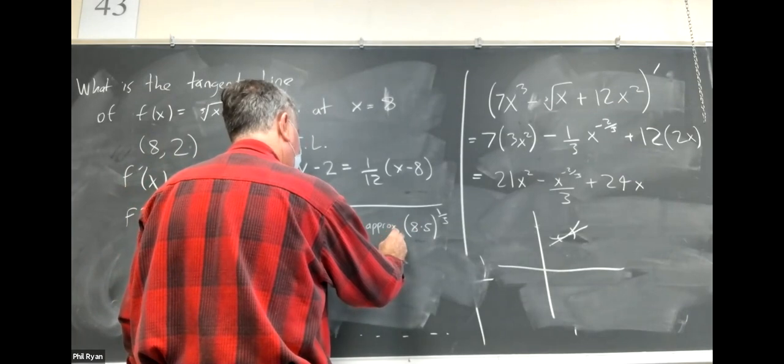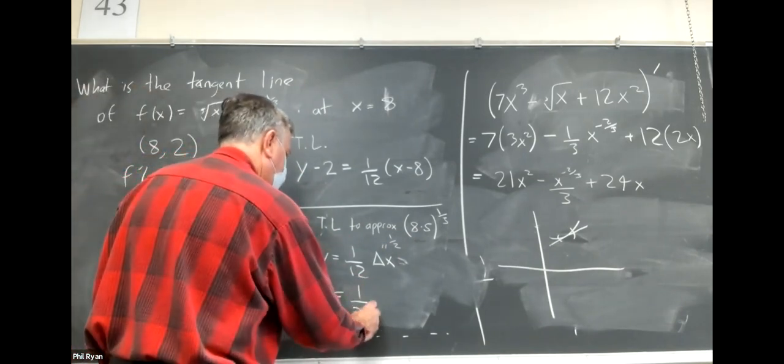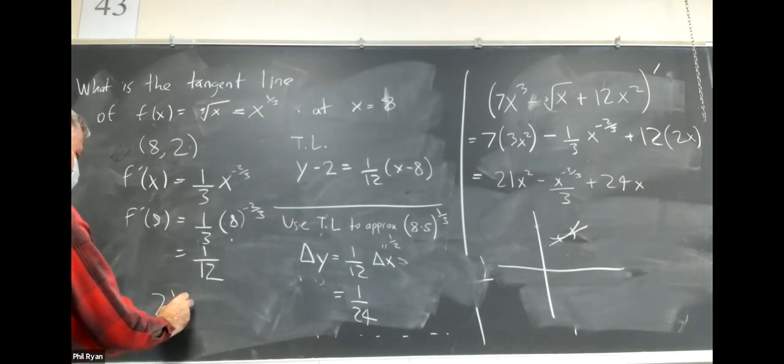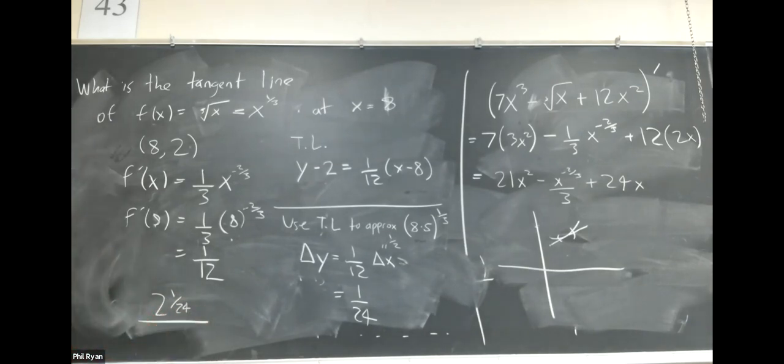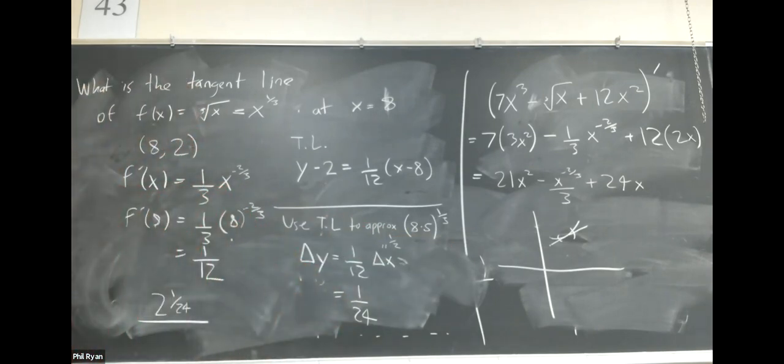So if this is 0.5, 1/2, what's delta y going to be? What's 1/2 of 1/12? Yep. So expect the answer to change by 1/24. So if the old answer was 2, what is the new answer? 2 and 1/24. That's our approximation for the cube root of 8.5. That's pretty fancy.